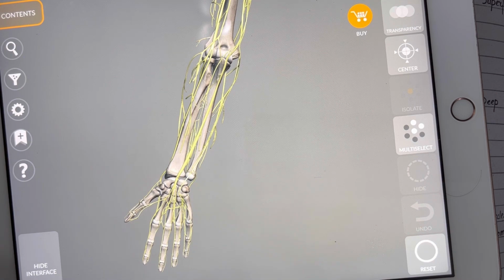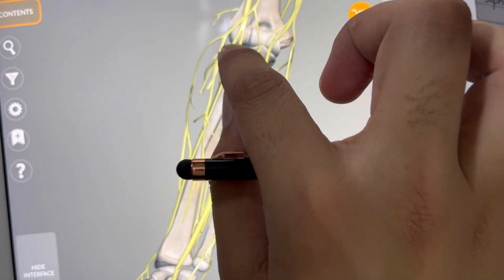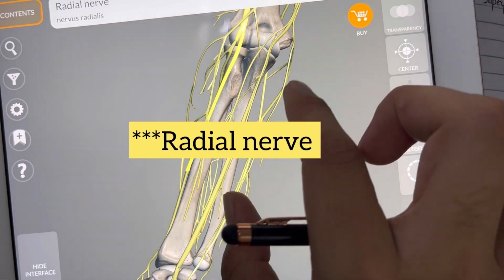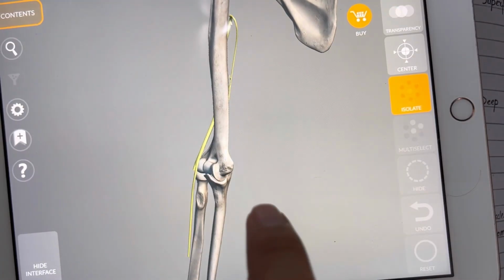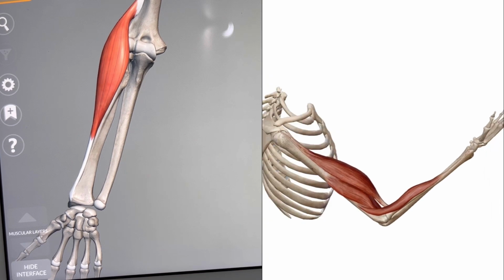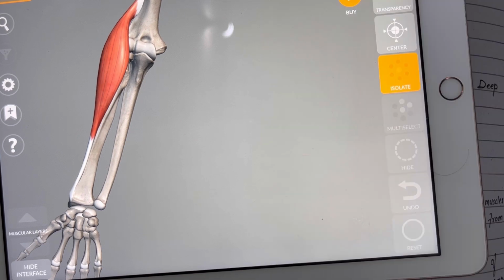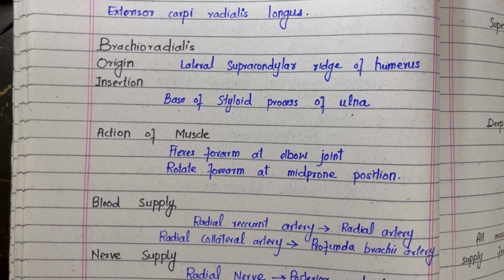Now students, moving toward the innervation of the brachioradialis muscle. This muscle is innervated by the radial nerve, and the radial nerve originates from the posterior cord of the brachial plexus. Now students, the action of the brachioradialis muscle: it plays an important role in the flexion of the forearm at the elbow joint, and this muscle also plays an important role in the rotation of the forearm at the mid-prone position.